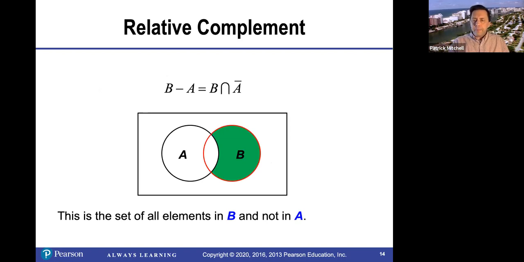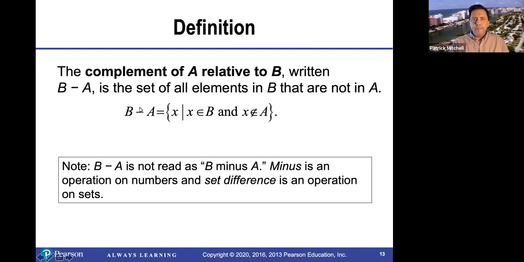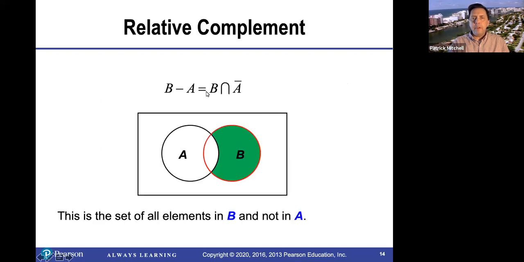So remember, let me just flash back here for a second. The definition of this set, it's the set of all x such that x is an element of B and not an element of A. So another way to write this set is to say it's the intersection, remember and, of the sets B and A complement, like you see here. And then the Venn diagram for that set looks like this. It's the set of all elements that are in B and are not in A.